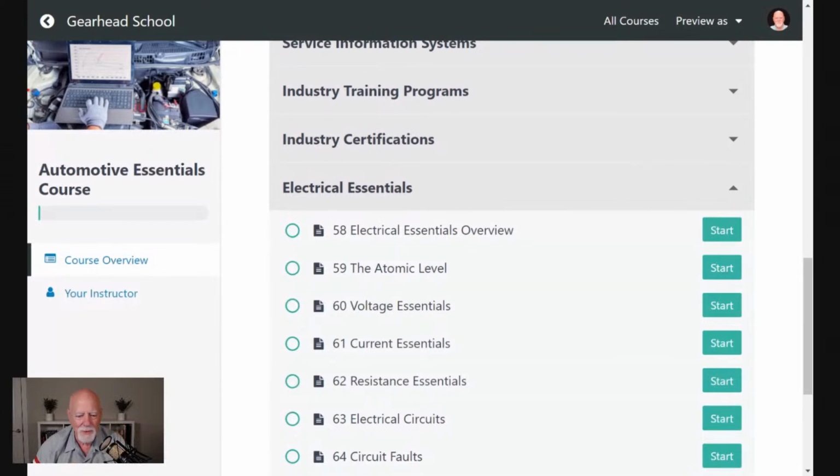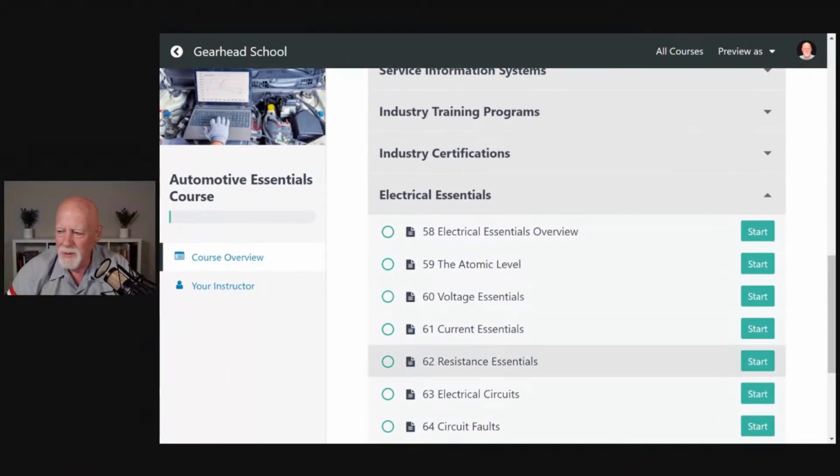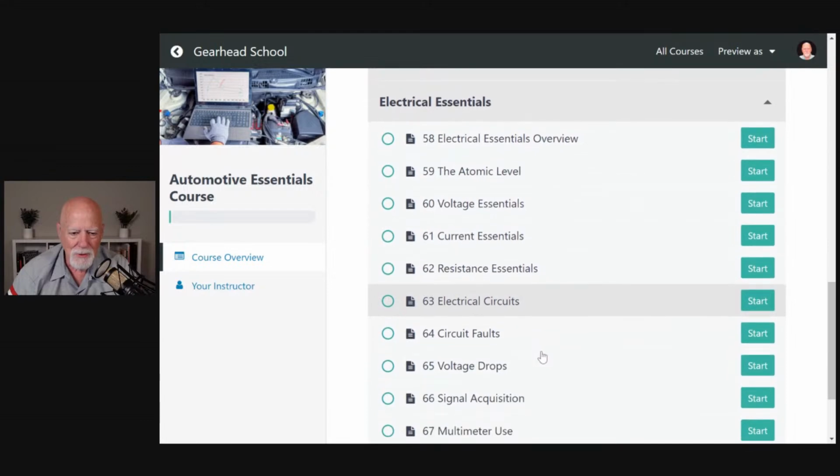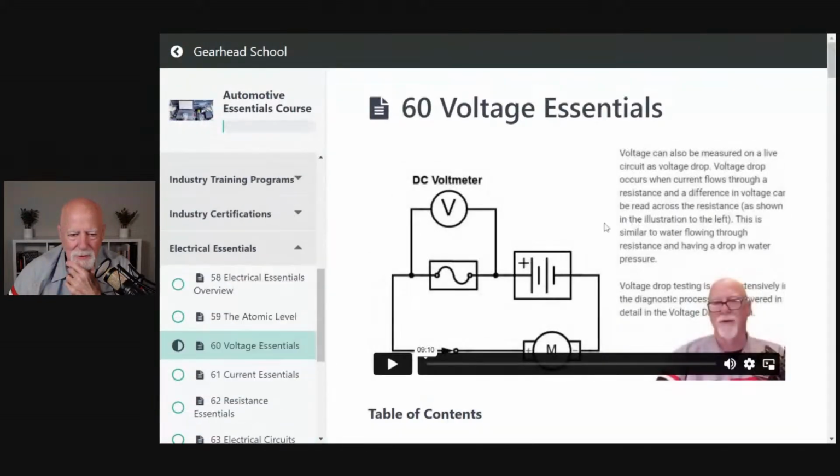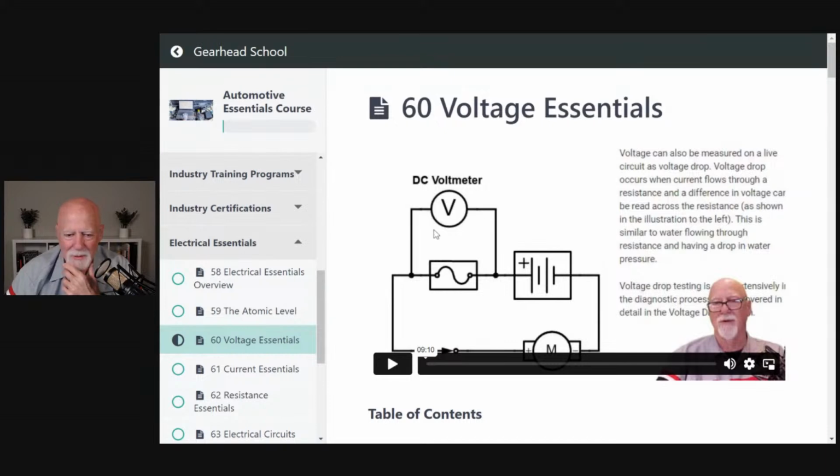Under Electrical Essentials, I think there are 10 lessons, and tonight we're going to focus on voltage. You'll hear me talk, but you won't see me, because I don't think my face adds much to the equation, and I can pop back in if I need to.